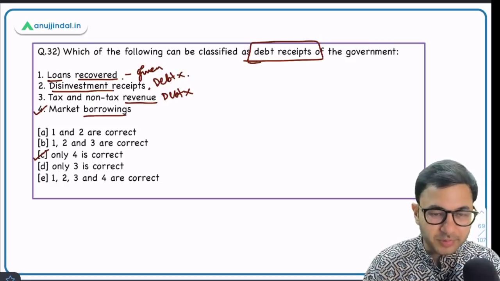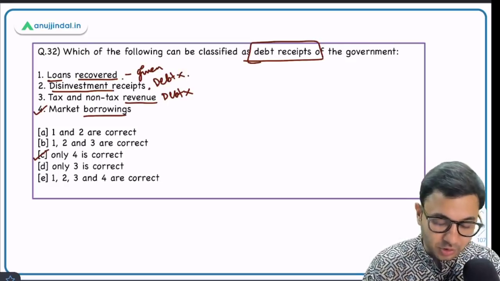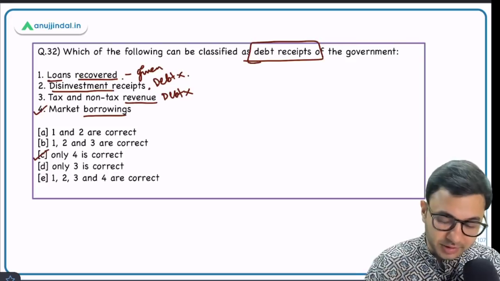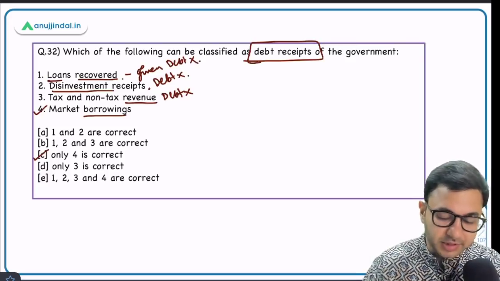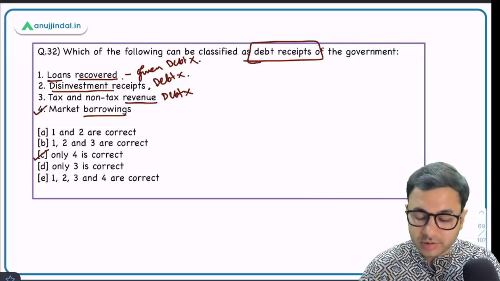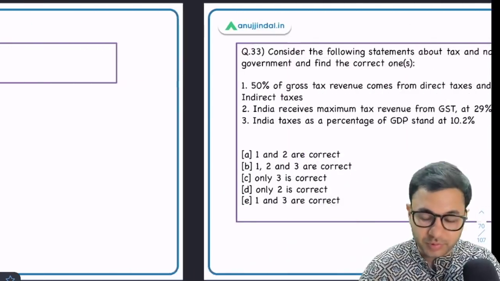Your investments, you have sold them off. Loans recovered is not a debt, it's a loan given, so it's an investment. You have to eliminate those, and you come to the last point, that is point number 4, market borrowings.